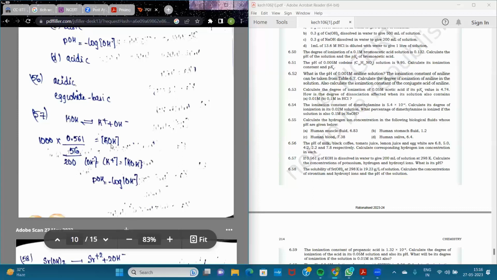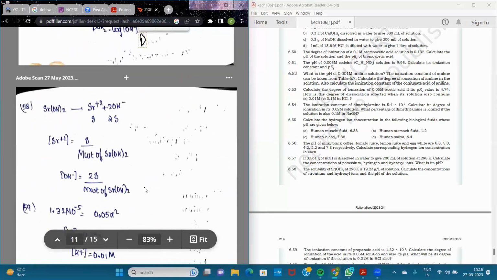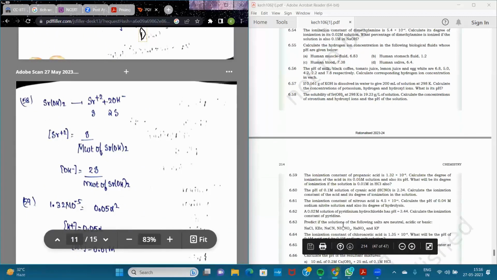KOH is a strong base, so it can completely ionize and it will give the same concentration of OH minus and K plus. So we can directly find pOH as minus log of concentration of OH minus, as well as pH plus pOH is 14 at normal room temperature. Next, we'll go on with the 58th question.